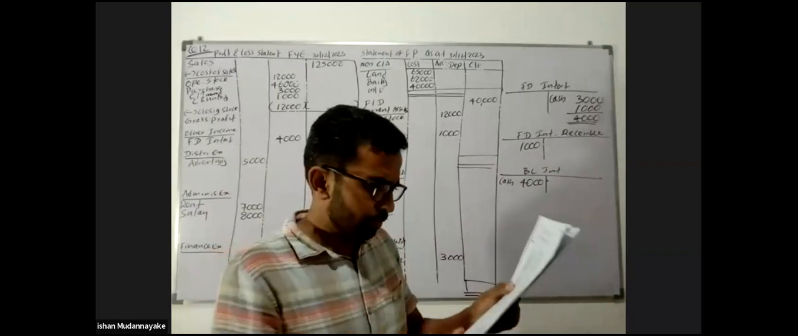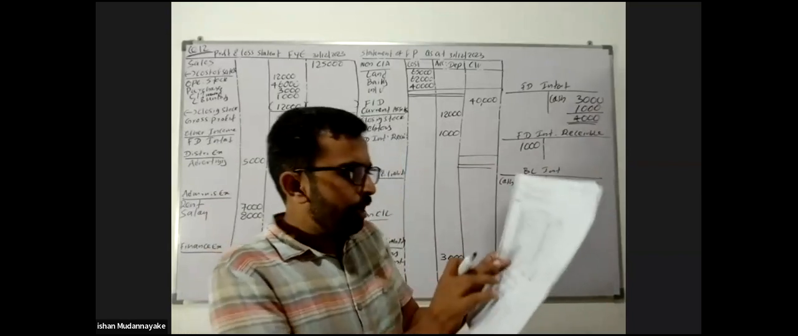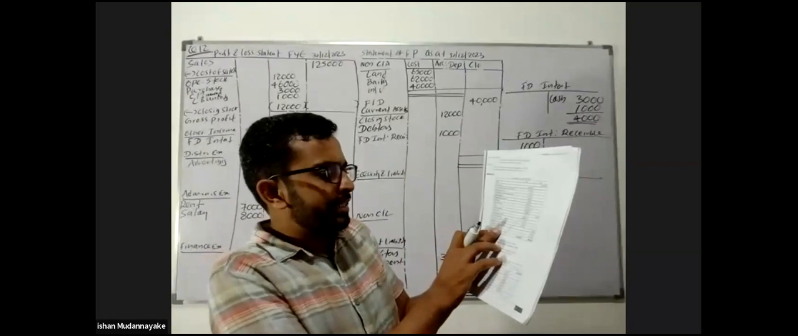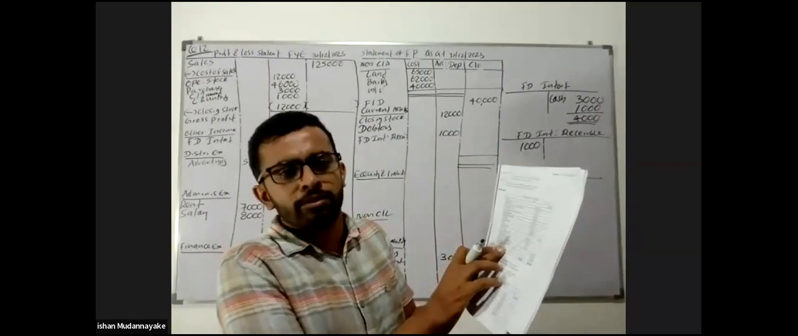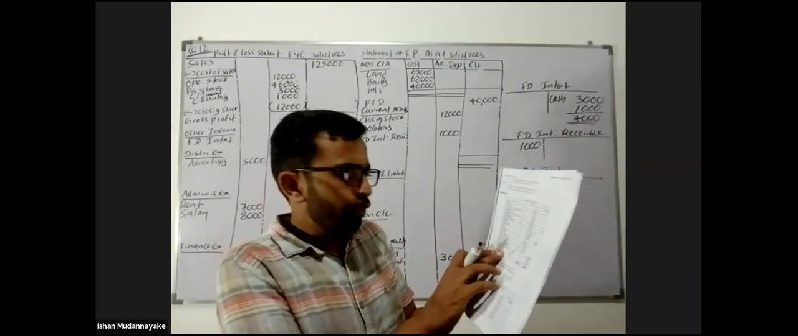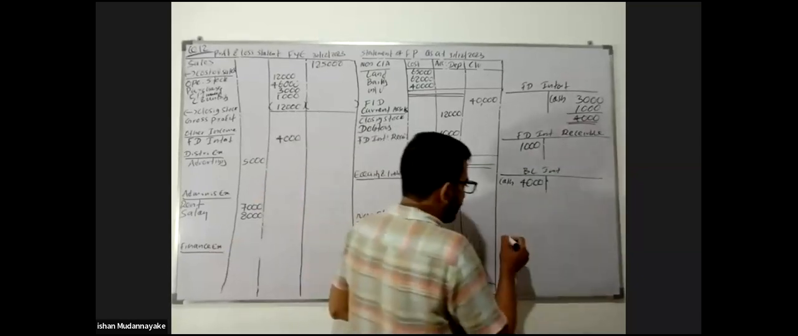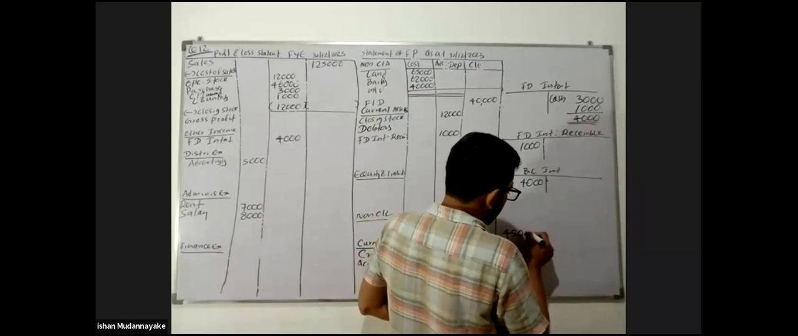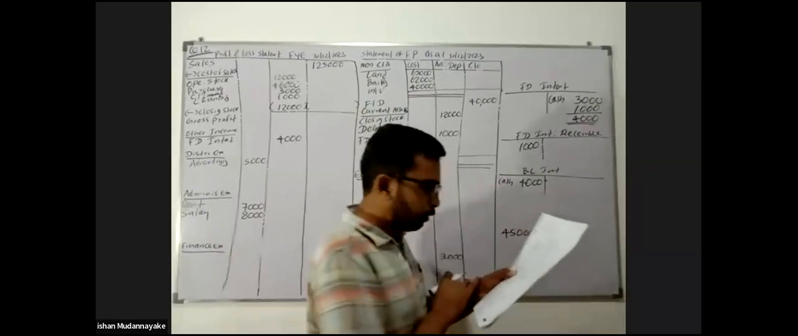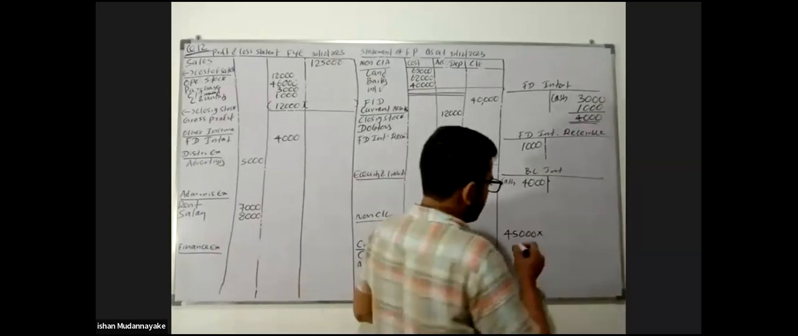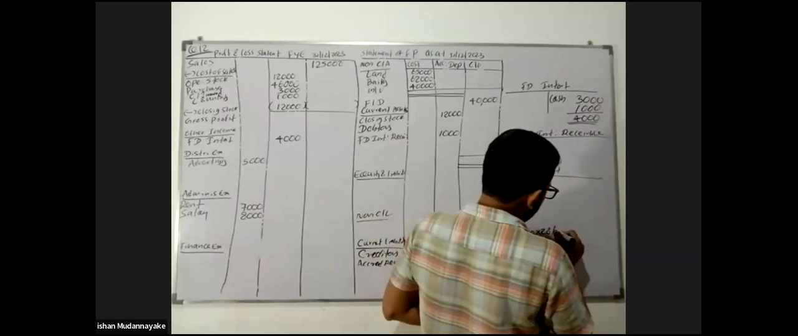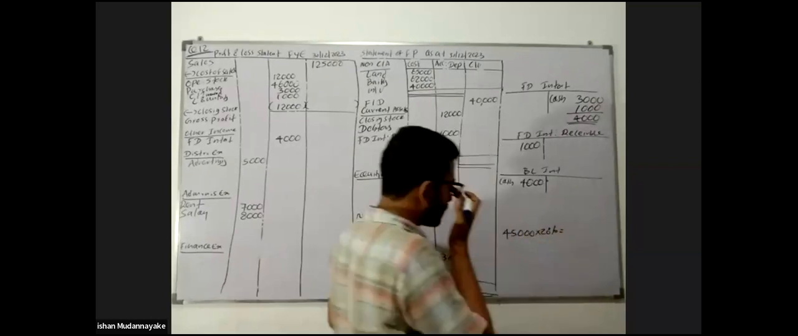How about the bank loan? Bank loan amount of the business is how much? 45,000. Then 45,000 into 20%.